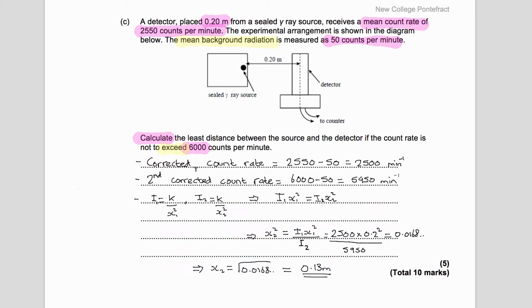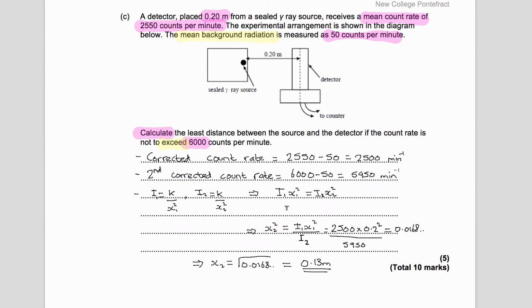So for the corrected count rate that we're starting off with, we've got 2,550 counts altogether. We've got 50 counts per minute that comes from background radiation, so on average we're getting 2,500 counts per minute just from the gamma source. We're then going to move this closer, and in total every minute we want 6,000 counts per minute. But 50 of those on average are going to be background radiation. So actually we don't want 6,000, we want 5,950 counts coming from the gamma source. That's our second corrected count rate.